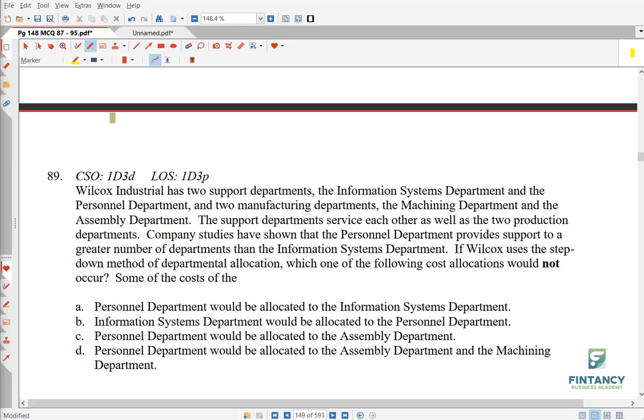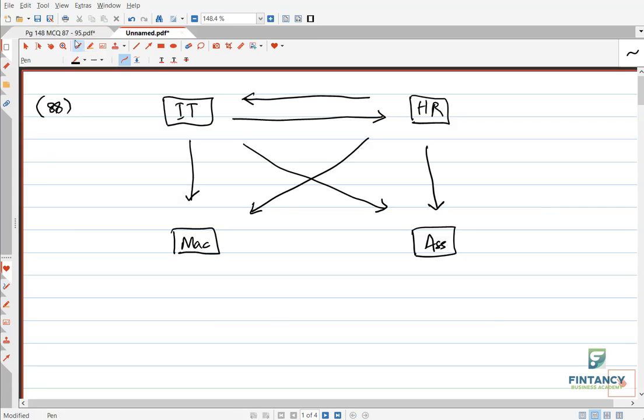Okay, let's read the scenario requirement first. If the company uses the step down method, so remember, I told you, they can ask you, if you are using step down method, which one of the following would not occur? Not. Same scenario, you can read it also, there is no change. Our diagram is still there, same diagram. I am writing here plus 89 also.